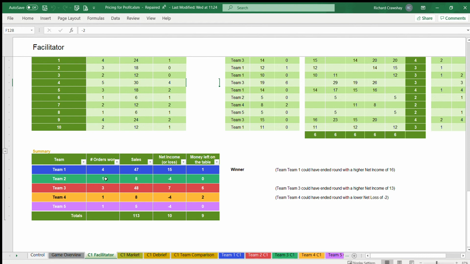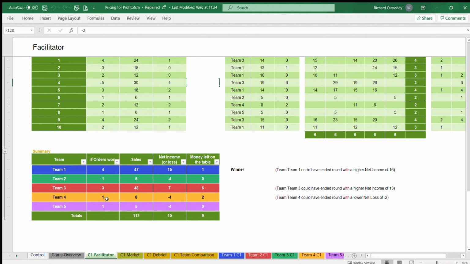Team 2, even though they won 1 order, it was only for a sale of 5, so they actually made a loss of -4, but none left on the table. Team 3 won 3 bids. Total sales of 48, so they actually made more sales revenue than team 1, but they only made a net income of 7. Remember, in this particular simulation, whoever makes the most profit is the winner. And team 3 left 6 on the table, so they actually could have had a net income score of 13.